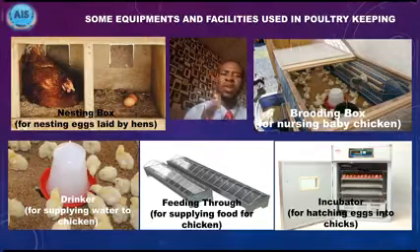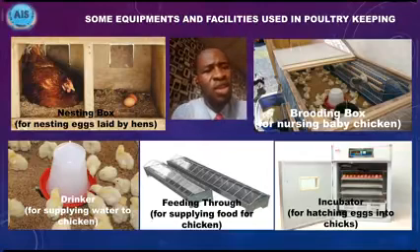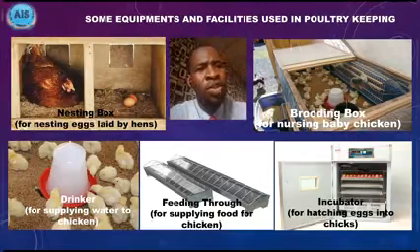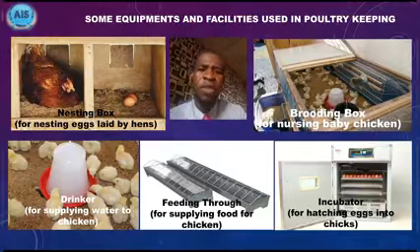Are you getting that now? That's why I call it equipment and facilities. One of the facilities are these: incubators and brooding box. While equipment includes nesting box, drinker, feeding trough. Are you getting that now?